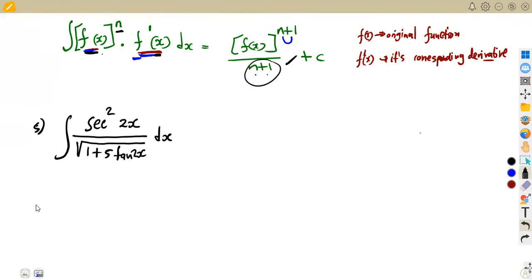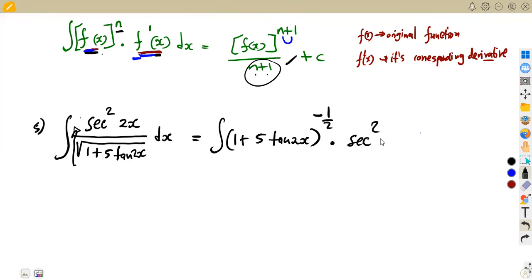So that is it, guys. We have the square root again. So the square root, I explained previously, that we are going to take this one up with a negative. So it is going to be 1 plus 5 tan of 2x in this case, everything to the exponent of minus half, from 1 over the square root. All right, but multiplying sec squared 2x like this. So we have an f of x, which is this expression here representing our f of x.